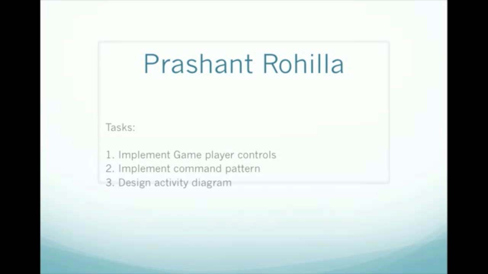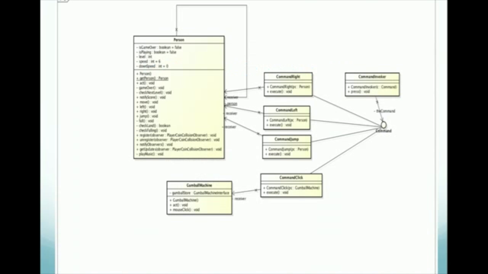I'll show you the class diagram for the same. This is the class diagram. This is the command interface, and these are the concrete commands: command right, command left, command jump, and command click. Person and gumball machine here act as receiver. Command invoker is the one who transfers the control from concrete command to the receiver.